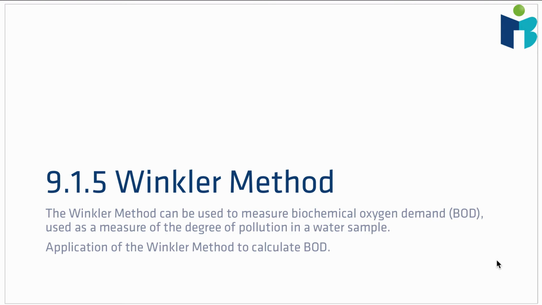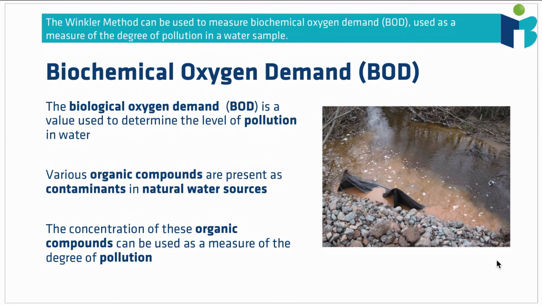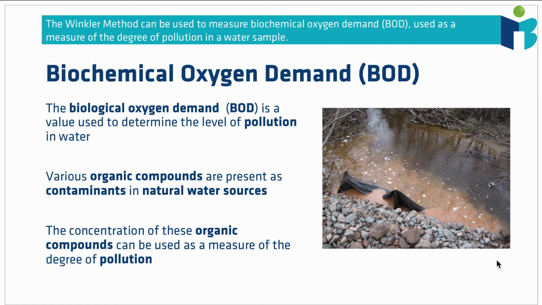Winkler method. In this video, we're going to talk about the concept of the biochemical oxygen demand, what that means, and how we can use the Winkler method to calculate that value. So the biochemical oxygen demand, or BOD, is used as a measure to determine the level of pollution in water. And it's based on the fact that in polluted water, you will generally have various organic contaminants. And the concentration of these organic compounds can be used to measure the degree of pollution. In more polluted water, you would expect to have more of these organic compounds.